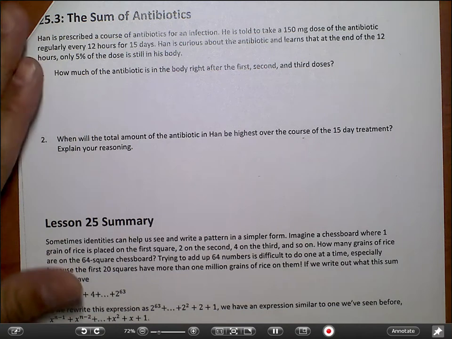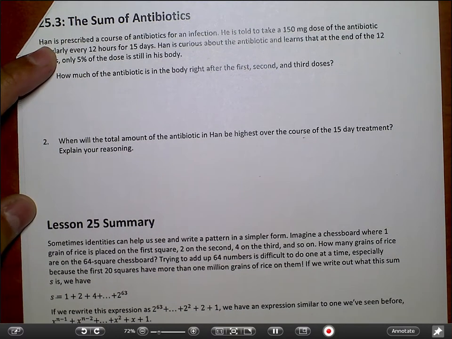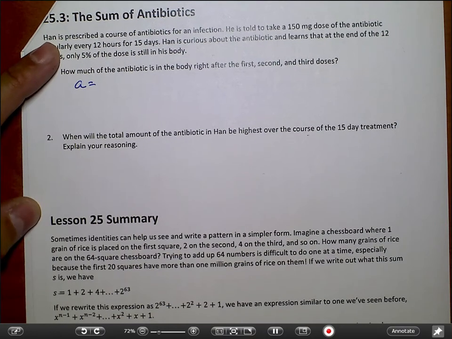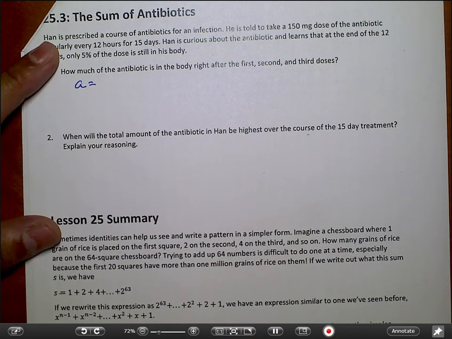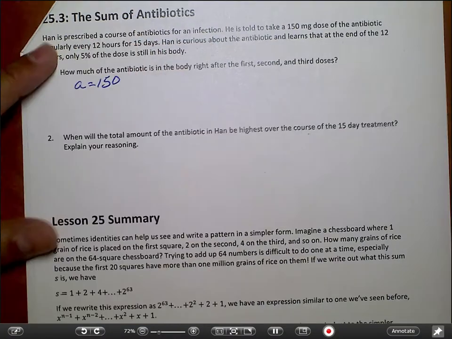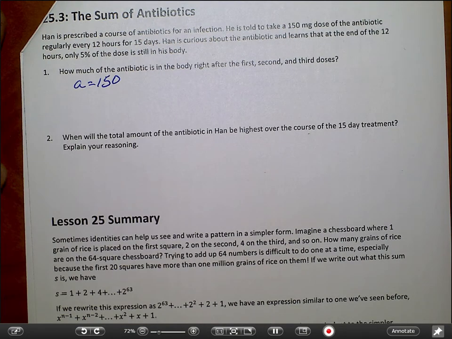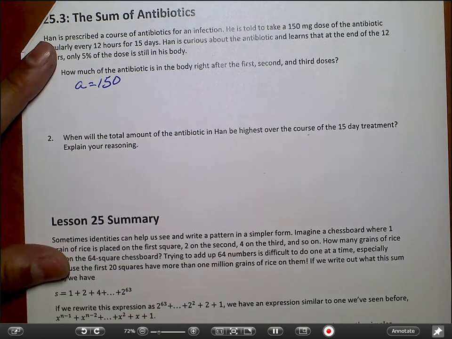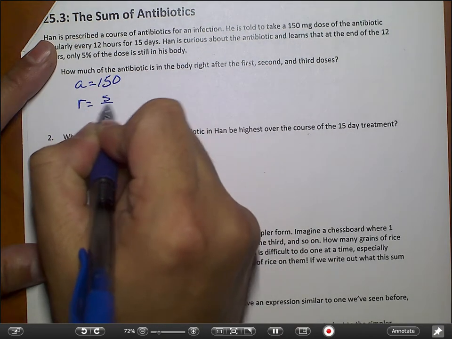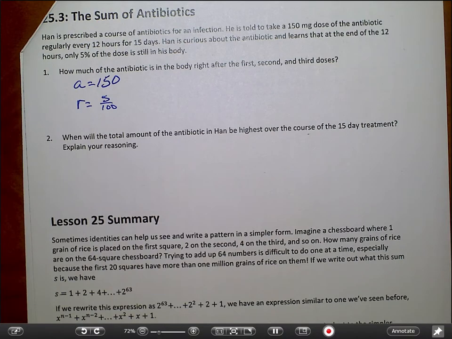So my initial amount is going to be letter A. So what is A going to be here? 150. Thank you. My initial amount is 150. So the R value in this case is 5 over 100, right? Now, if you were to write that as a decimal, it would be 0.05. That's very good.